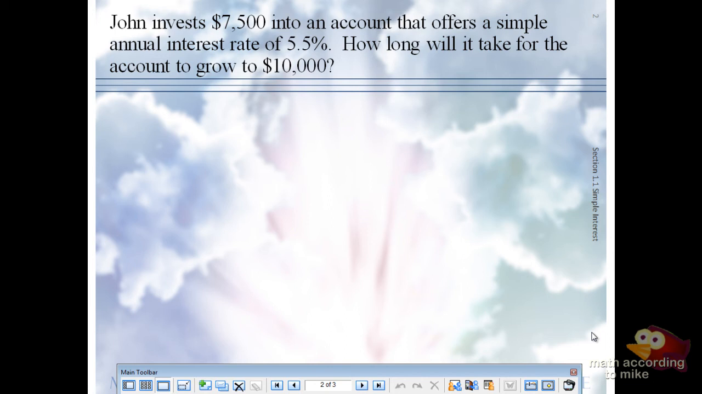John invests $7,500 into an account that offers a simple annual interest rate of 5.5%. How long will it take for the account to grow to 10 grand? You could use either one of these two formulas, and I'll show you both. Would you like to use the I formula or the A formula? A it is. The most common one is the A one.